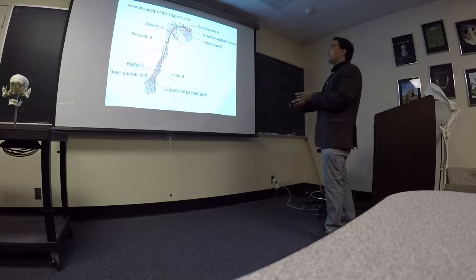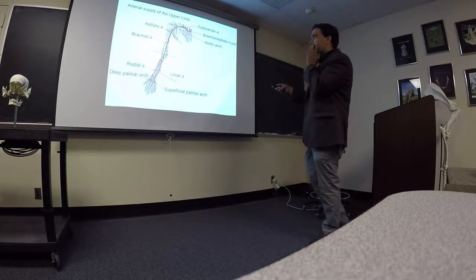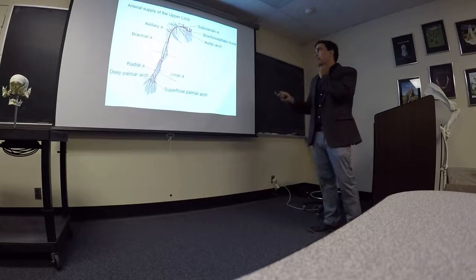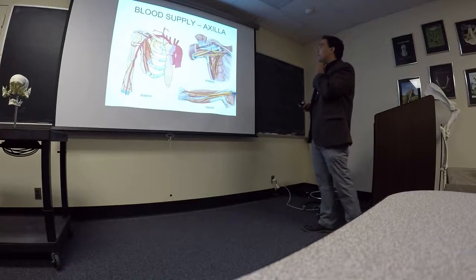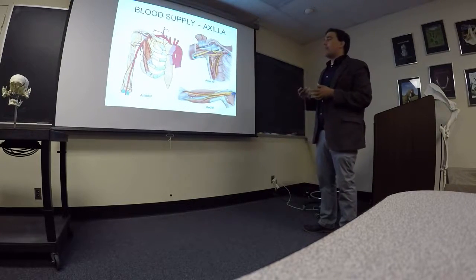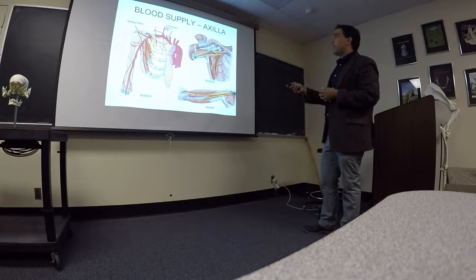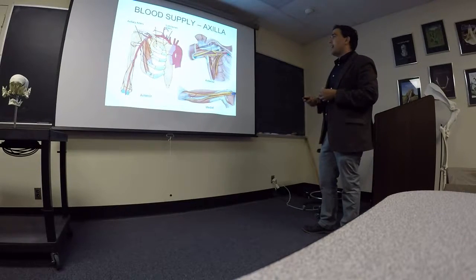Now this is sort of the general layout. Now we're going to look at it in a little bit more detail, some of the branches within each one of these subsections. Okay, so blood supply in and around the axilla. So again, we have this division between subclavian and axillary.